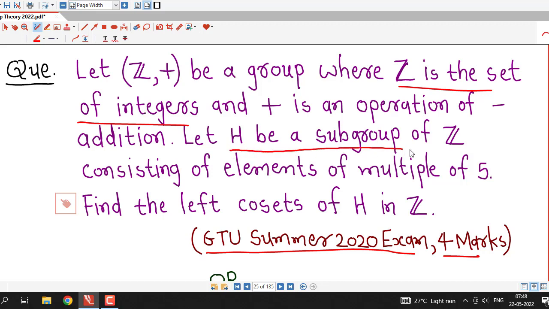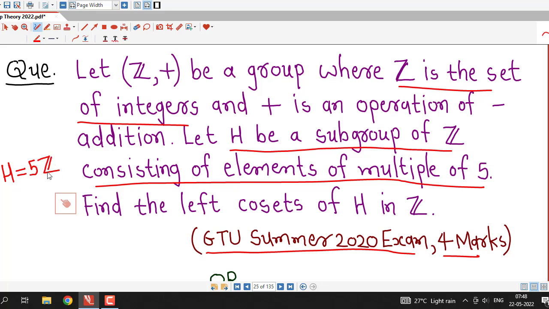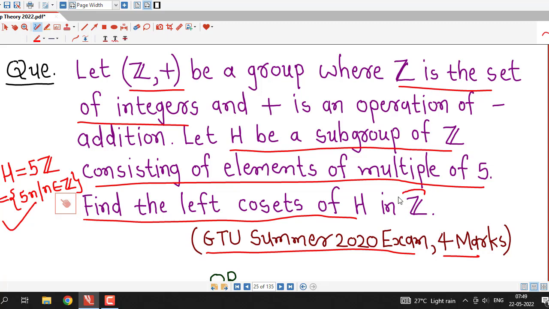Let capital H be a subgroup of Z consisting of multiples of 5, which we can write as 5Z, and elements are multiples of 5, so we can write in this way 5n, where n belongs to Z. So we have to consider all the integer multiples of 5, and this H is a subgroup of the set of integers under addition, and we are asked to find the left cosets of this subgroup H in the set of integers.